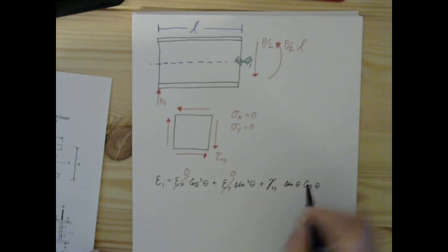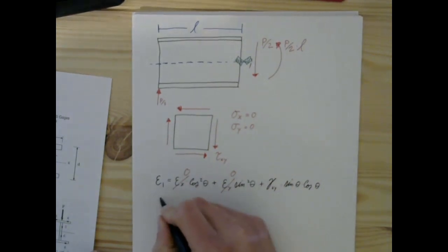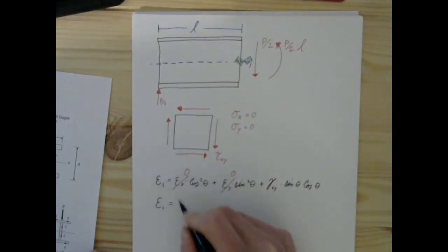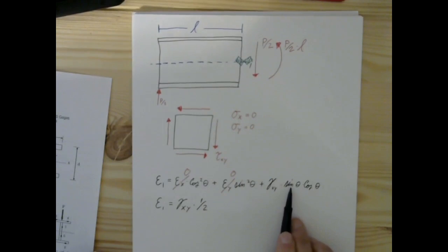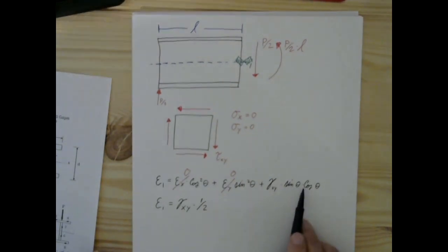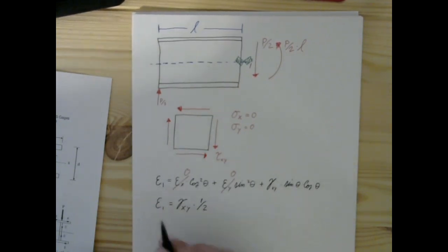That's 45 degrees, which means that this will just become the shear strain times 1/2, because that's 45 degrees. And both of these, the sine of 45 degrees and the cosine of 45 degrees, are 1 over the square root of 2. Similarly, for the second strain gauge, all of this will be identical. This will still be 0. This will still be 0.